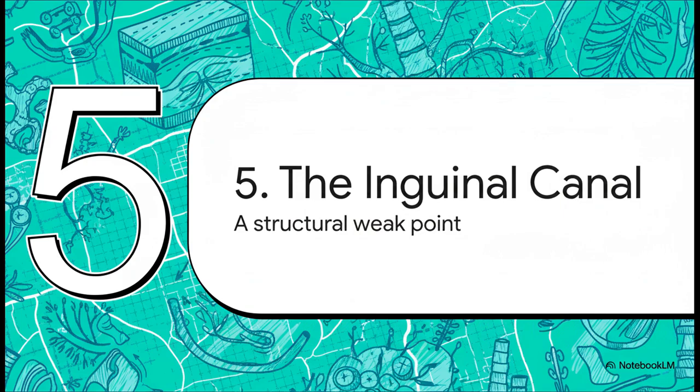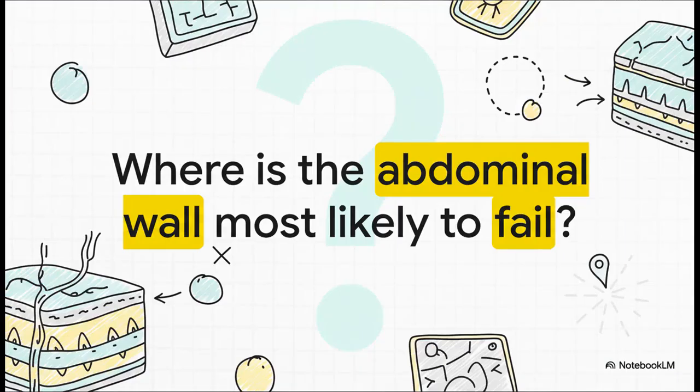Okay, section 5. Everything we've discussed so far, all this anatomy, has been leading us to one critical region. We're now at the inguinal canal, a true hotspot of clinical anatomy and, as it turns out, a natural weak point in the wall. Which kind of begs the question, right? With all these strong muscles and tough fibrous layers, where is this wall most likely to give out?